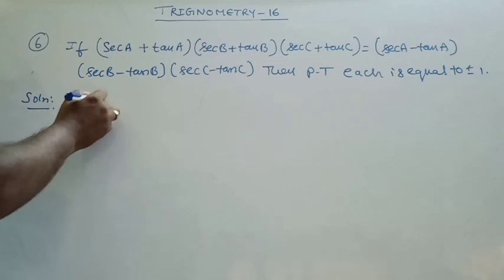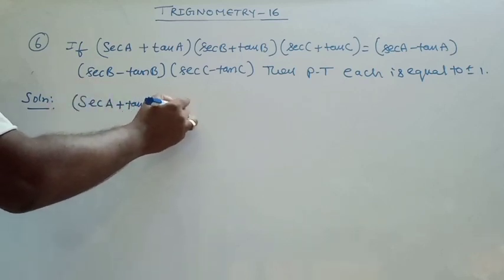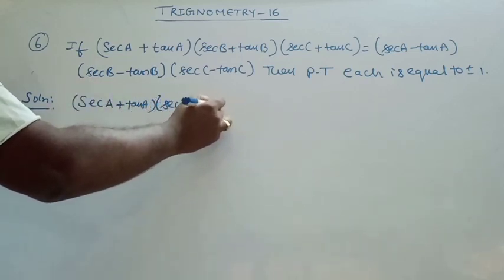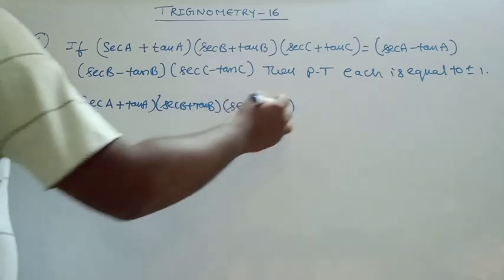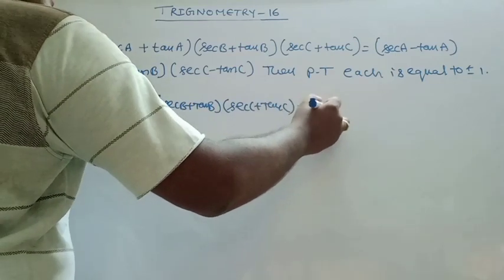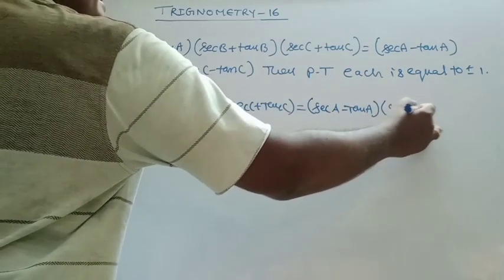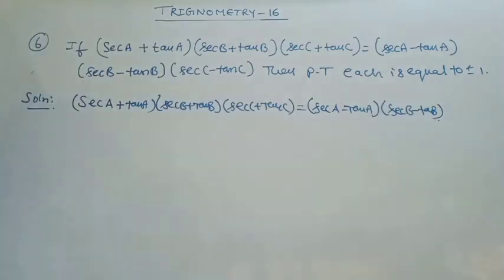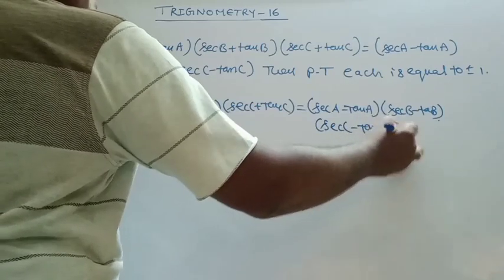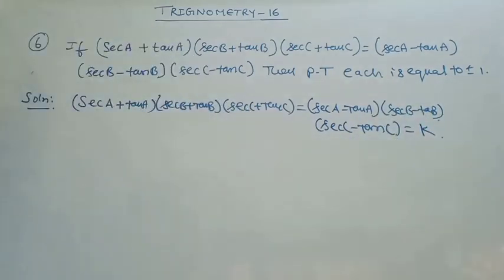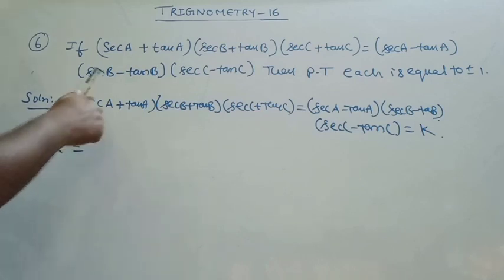You see, we have secant A plus tan A into secant B plus tan B into secant C plus tan C, and this is equal to secant A minus tan A into secant B minus tan B into secant C minus tan C. Take this common value as K. Now let us take K square. K square is equal to the multiplication of those.